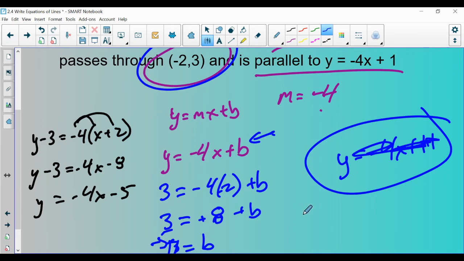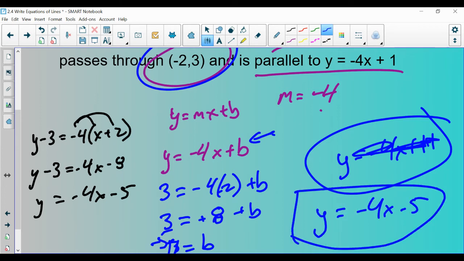So me doing it both ways ended up helping me catch my mistake. Valuable lesson. Either way, we got an answer of negative 5. Y equals negative 4x minus 5. Because we subtracted 8 here, that gave us negative 5. Same answer.